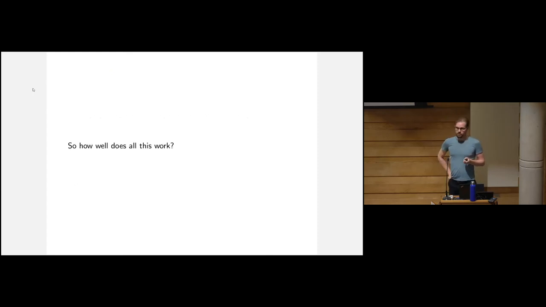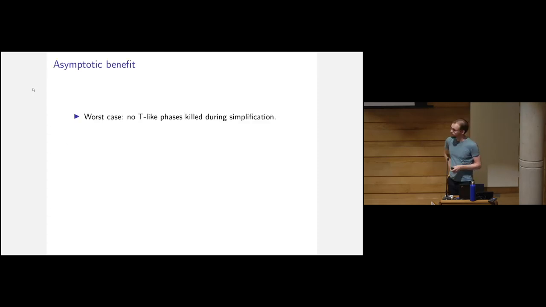So how well does this work? I'm going to show you some benchmarks later, but there's also a theoretical argument for why this should scale at least a little bit better than previous methods. In the worst case, all our extra work on optimizations actually doesn't help, and we don't remove any additional T-like phases during simplification.